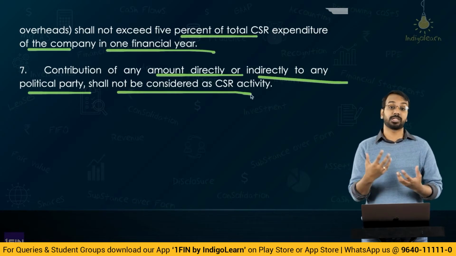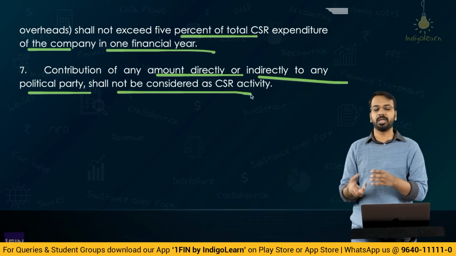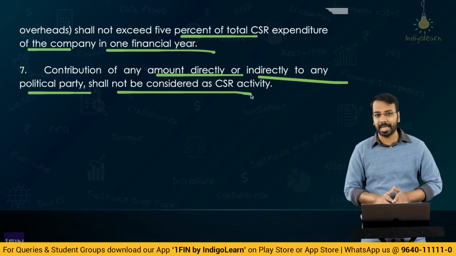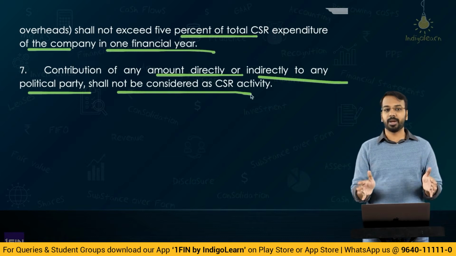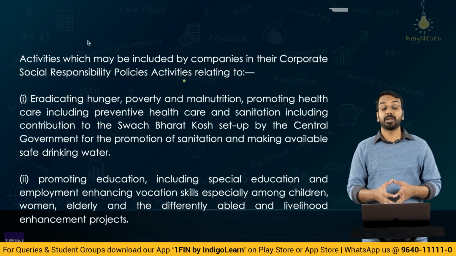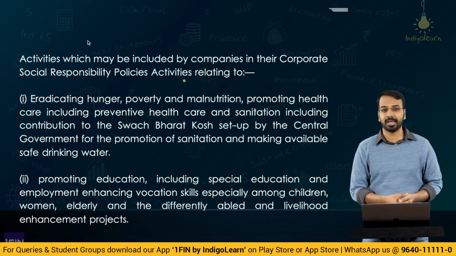And it can be done through a Section 8 company, registered trust or registered society, either formed by the company, jointly with another company, or by central government, state government or the respective acts. Right? These are the things that you have to keep in mind as far as the CSR activities are concerned. Now, we will have a look at Schedule 7, which gives us the activities which can be considered as CSR activities.